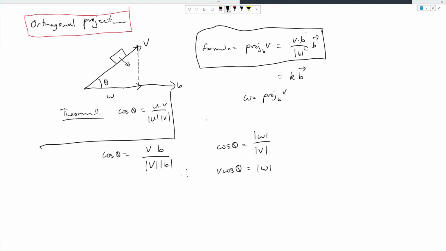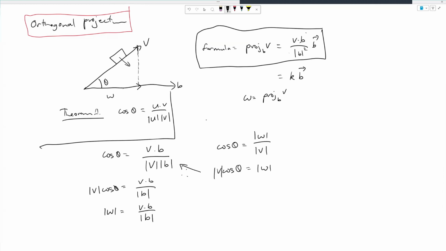Now, if we go back to this formula, we can also get something similar. We can get |V| cosine theta, moving this |V| over to the side, is equal to V dot B over |B|. But we also know |V| cos theta is equal to the length of W as well. So we could essentially just say that the length of W is equal to V dot B over |B| here. I'm just double checking if that's correct.